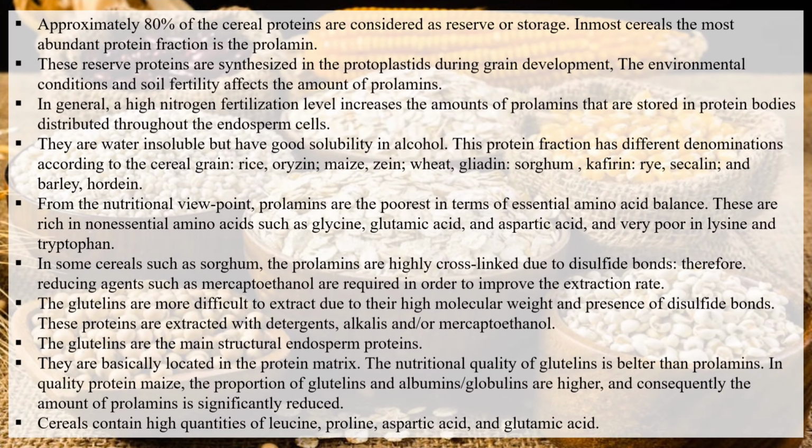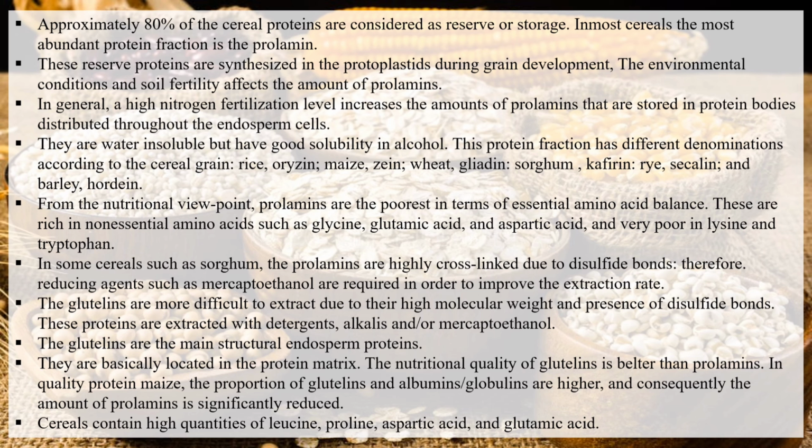Approximately 80% of the cereal proteins are considered reserve or storage proteins. In most cereals, the most abundant protein fraction is the prolamin. These reserve proteins are synthesized in the protoplastids during grain development. The environmental conditions and soil fertility affect the amount of prolamins. In general, a high nitrogen fertilization level increases the amounts of prolamins that are stored in protein bodies distributed throughout the endosperm cells. They are water insoluble but have good solubility in alcohol.